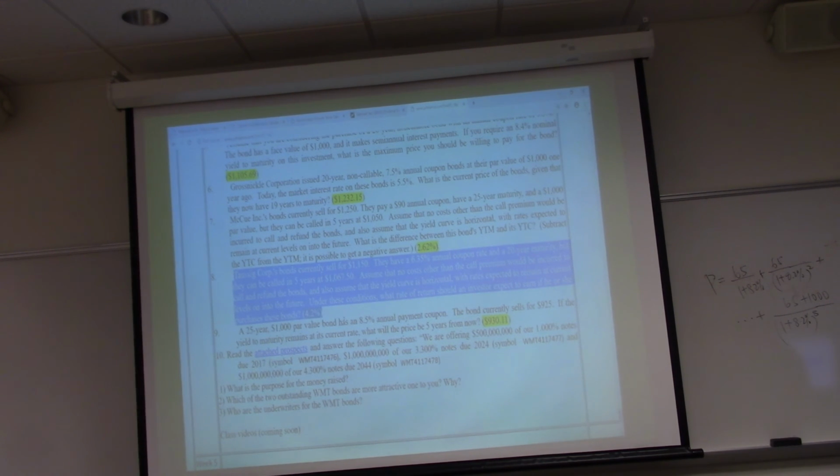Shall we calculate the yield to call or yield to maturity? In this case, if it's callable, just assume the bond will be called. So we should calculate the yield to call. Yield to call, yeah.